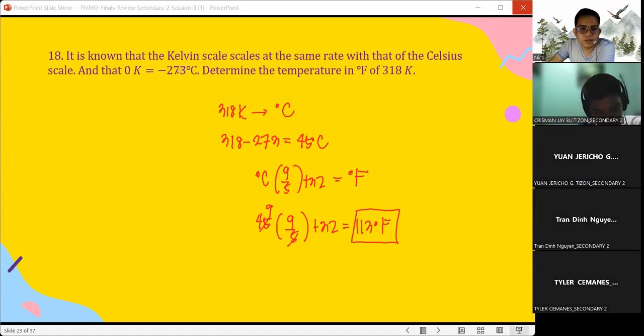If the question is given as negative Kelvin, then that's not correct. The question itself is not correct because there's no such thing as a negative Kelvin temperature. It's an absolute temperature.